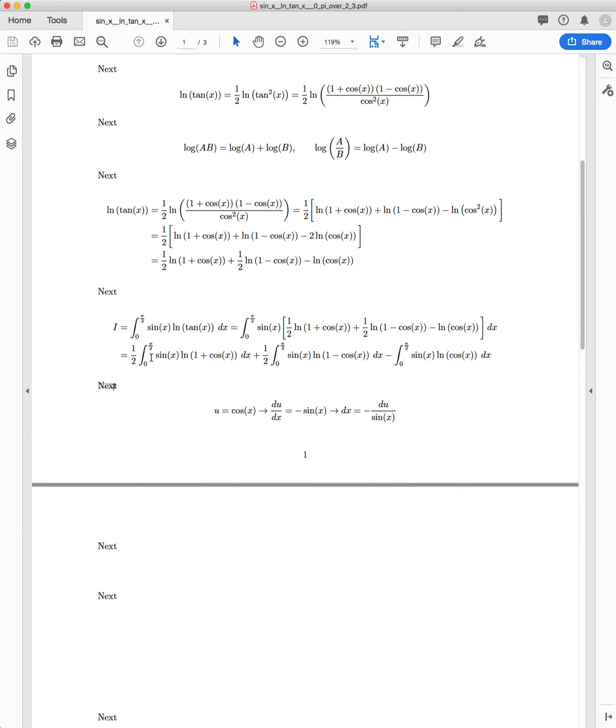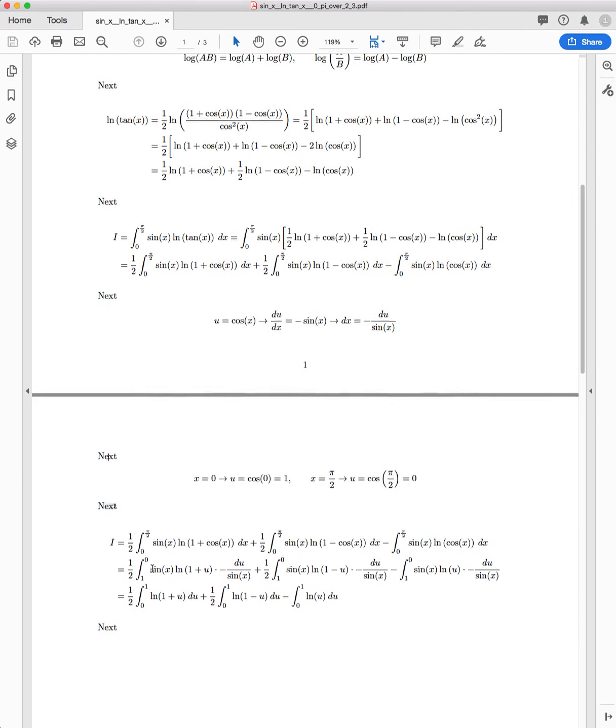Now, because these are definite integrals, we also have to modify the bounds. So remember, we're making the transformation u is equal to cos of x. So when x is equal to 0, we have u is equal to cos of 0, which is 1. And then for the upper bound, pi over 2, remember this is the same for all of them, we have x is equal to pi over 2, which means that u is equal to cos of pi over 2, which is equal to 0. So each of these bounds change from 0 to pi over 2 to 1 to 0. And for each of these integrals, dx gets replaced with minus du over sine of x, and cos of x is just replaced with u. So that's what we're going to do in our next step here.